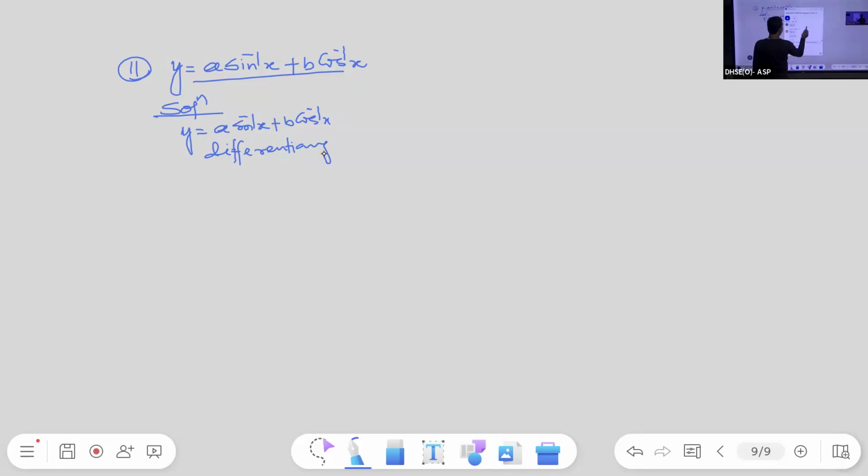y double dash plus y is equal to 0. Okay, let me check. So dy, no, I think the answer is not correct.